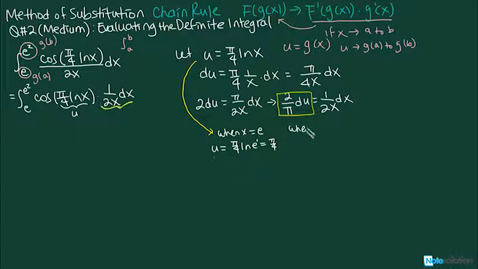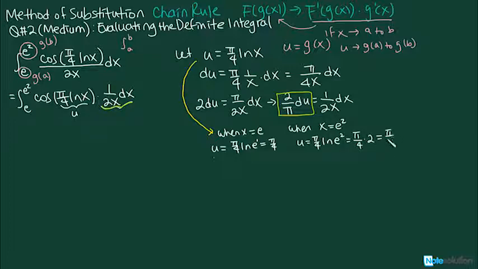And when x is equal to e to the power of 2, then u will be pi over 4 ln e squared. Wherever x is, we're plugging in this value, which is e to the power of 2. Ln is only interested in the power, so it's going to be with the same base, log base e, the natural number. So we have this times 2.